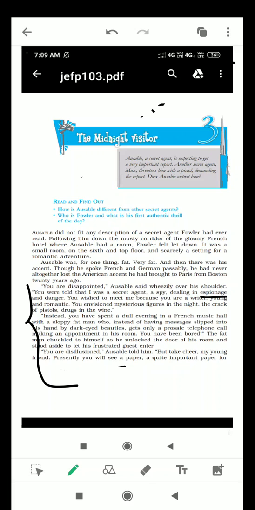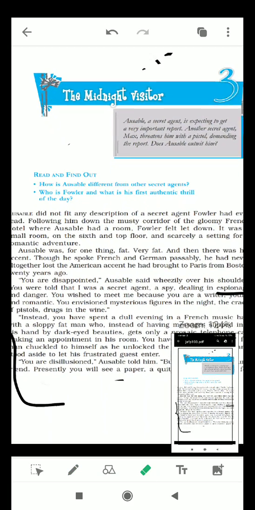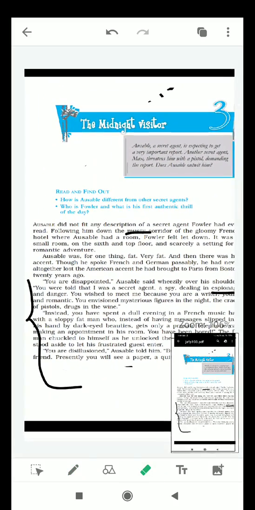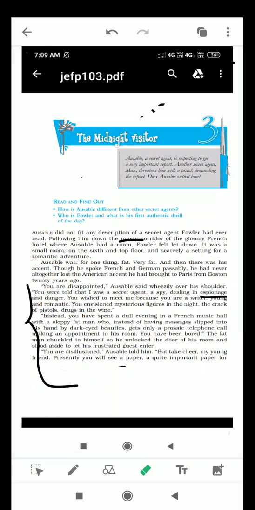Now we read about the condition of his room. Following him down the musty corridor. Musty actually means dirty. Following him down a musty corridor of the gloomy French hotel where Osable had a room. Gloomy means dark. Fowler felt let down. Fowler felt let down means disappointed.